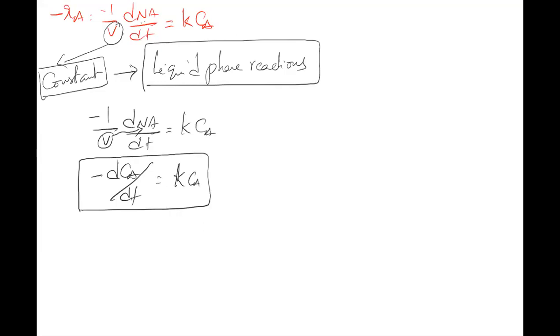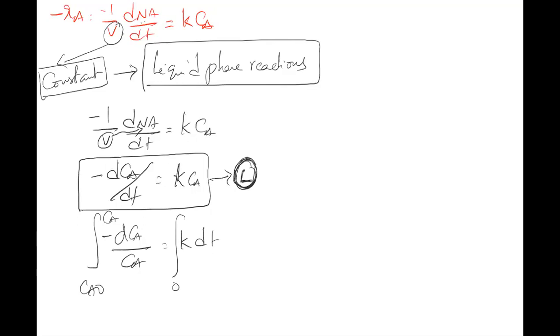Suppose somebody asks what is the rate of reaction, you should not answer minus dCA by dt. The exact rate of reaction is minus 1 by V into dNA by dt. Minus dCA by dt is applicable only for liquid phase reactions. Now you take minus dCA by CA on one side, k into dt on the other side, and integrate from CA naught to CA, and from 0 to t.